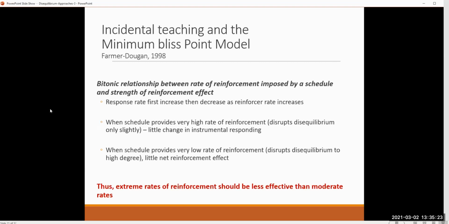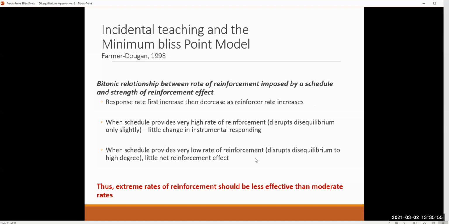We can import here because this model is actually a form of behavioral economics. And what it says is there's a bitonic relationship between the rate of reinforcement imposed by a schedule and the strength of the reinforcement effect. The response rate first increases, then decreases as the reinforcer rate increases. So you get an inverted U-shaped function. When the schedule provides a very high rate of reinforcement, it disrupts equilibrium only slightly. There's little change to the instrumental responding.